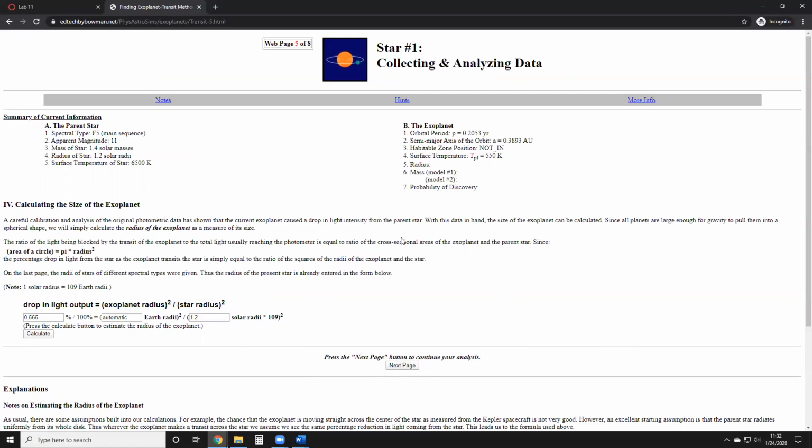Okay, next thing we're going to do is figure out how big in radius this planet is. Okay, and we're going to do that by figuring out the drop in light output, right? If you think about it, the more light that planet blocks, the bigger it is. Okay? The program's already figured out that percentage for us. We're going to use the drop in light output and that star's radius to tell us how big it is. You're just going to click calculate. Okay? So based on how much light was blocked by this planet, that planet is 9.83 times Earth's radius. So it's a really big planet.